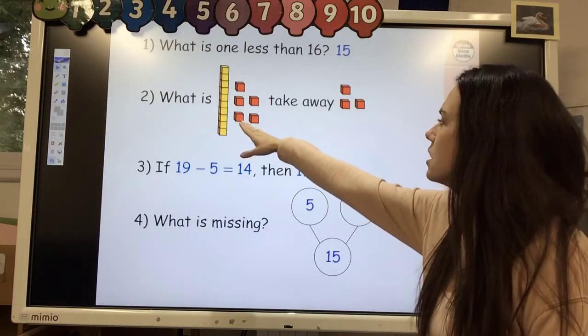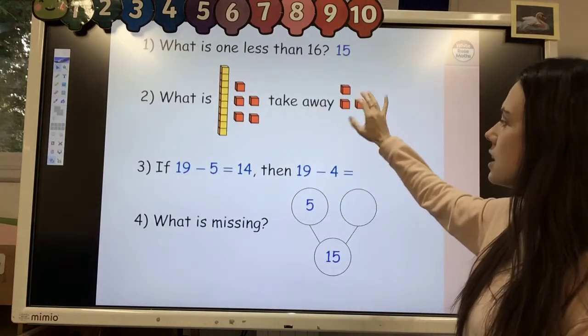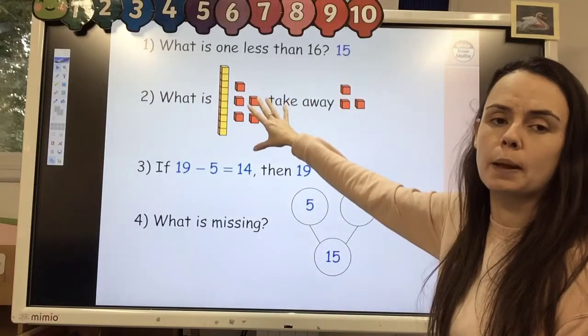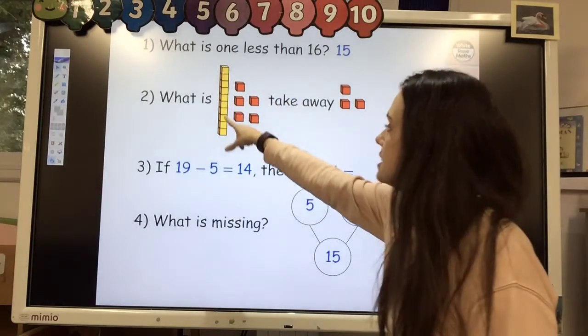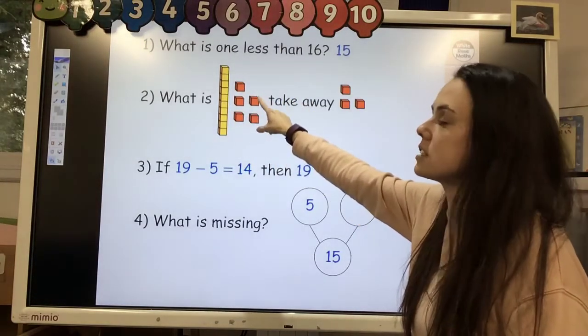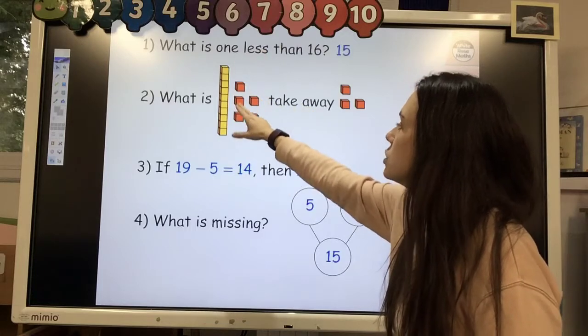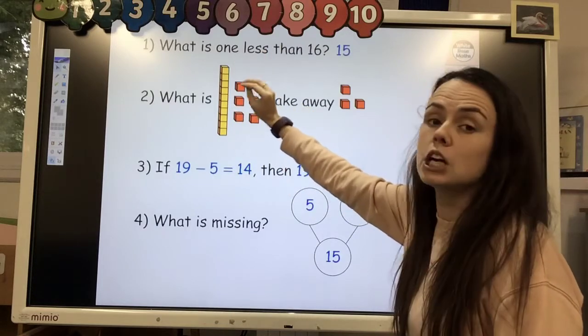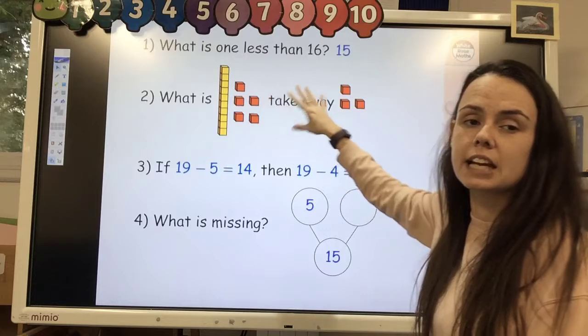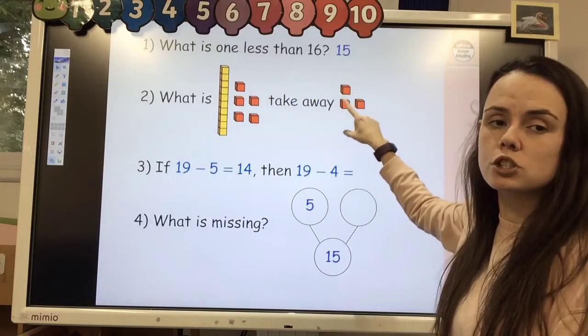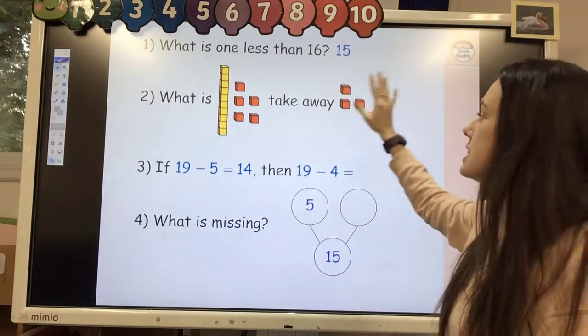What is this take away this? So what number have we got here? We've got 1 10 stick and 5 ones. 10, 11, 12, 13, 14, 15. So what is 15 take away how many? 1, 2, 3. 15 take away 3.